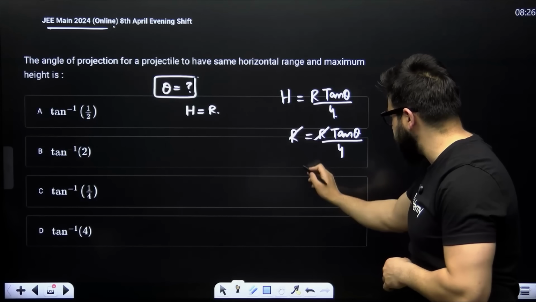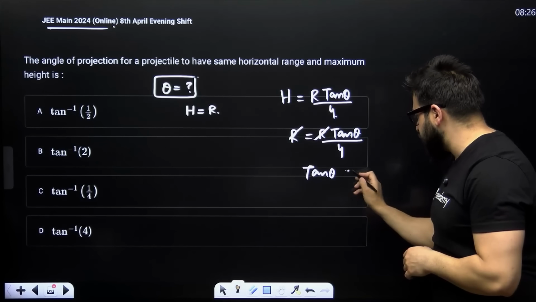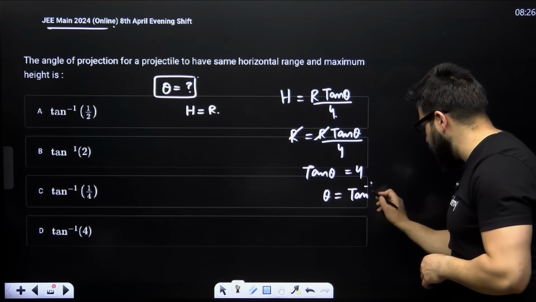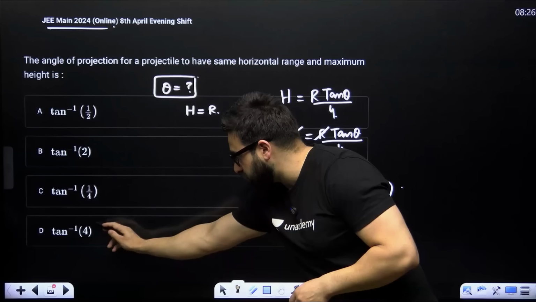R and R will cancel. Take it over here. So I can say tan theta will be equal to 4. Theta will be equal to, if you take it over here, tan inverse of 4. This is the answer to the question.